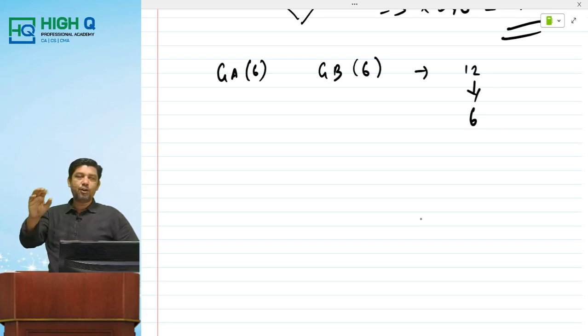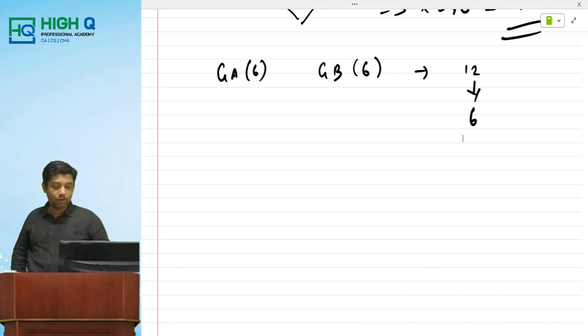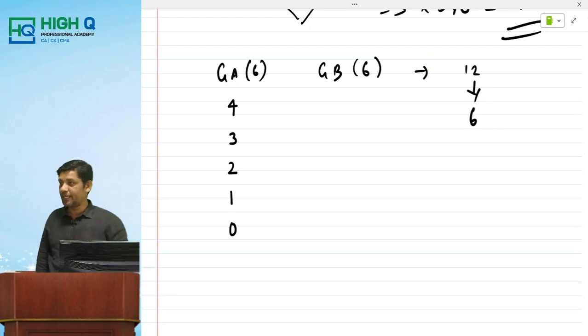Not more than 4. Maximum how many questions can you attend from each group? 4. For example, if I attend 4 from group A, or I can attend 3, or 2, or 1, or 0. This is the condition I am writing. See, I am committing a mistake, after that I will rectify it, don't worry.